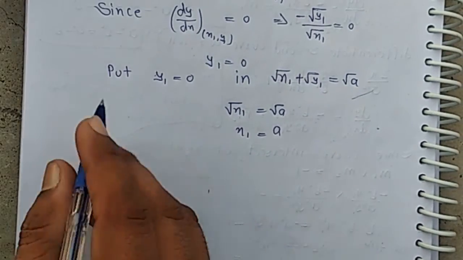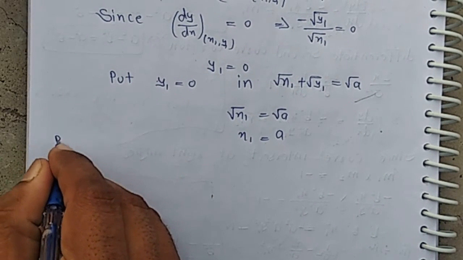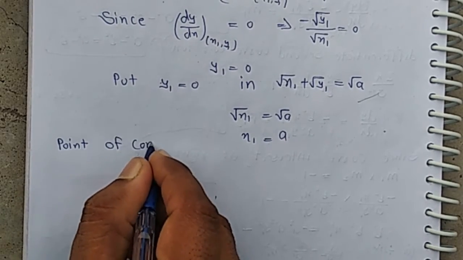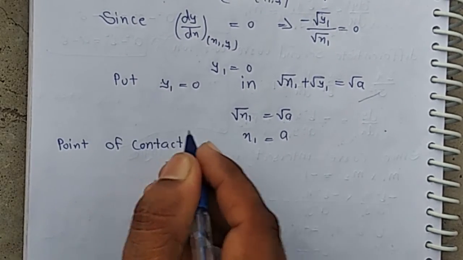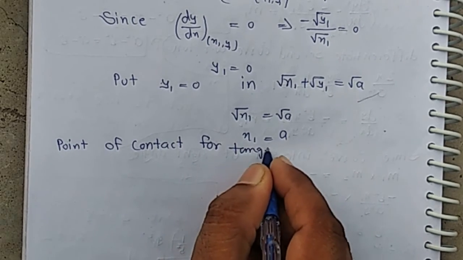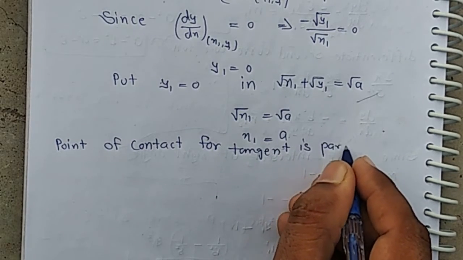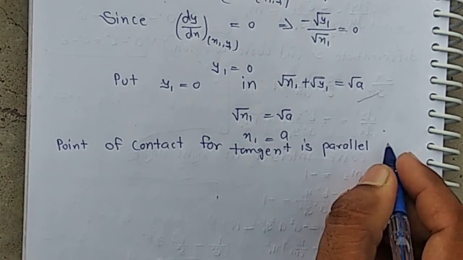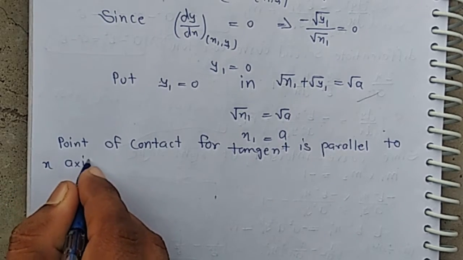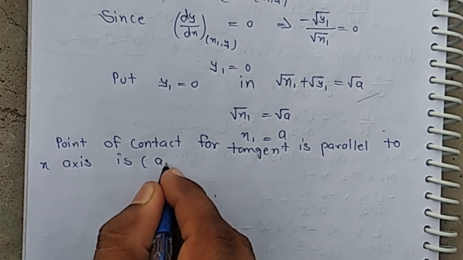Then point of contact for tangent is parallel to x-axis is x1 comma y1, means a comma 0.